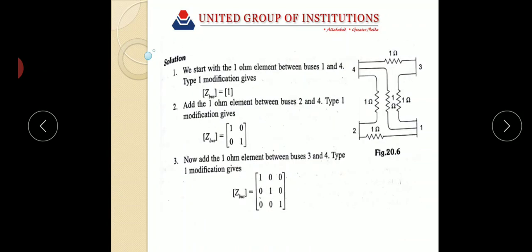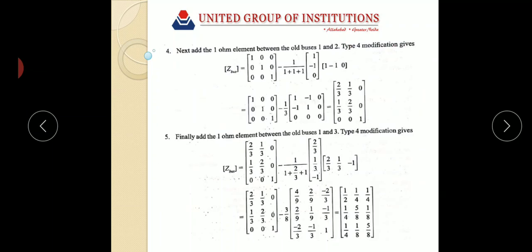Now finally add the 1 ohm element between the old buses 1 and 3. Then the type 4 modification gives Z bus old minus 1 upon (1 plus 2 by 3 plus 1) into the column 2 by 3, 1 by 3 minus 1, and the row 2 by 3, 1 by 3 minus 1. Finally we get Z bus equal to 1 by 2, 1 by 4, 1 by 4; 1 by 4, 5 by 8, 1 by 8; 1 by 4, 1 by 8, 5 by 8. So this is the final answer, Z bus.